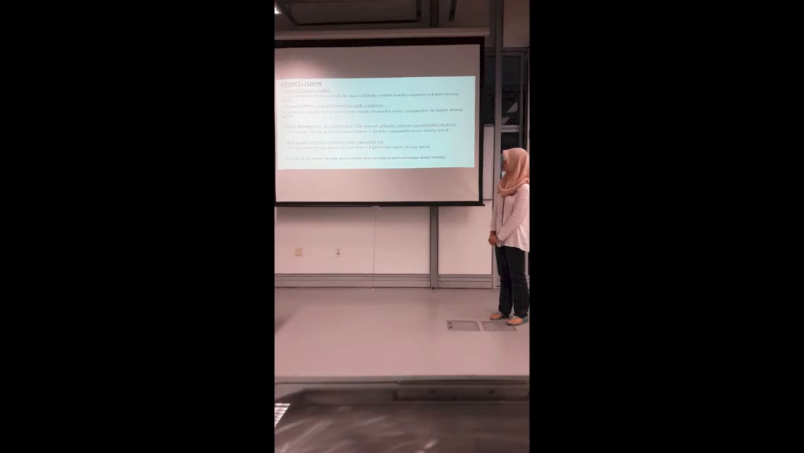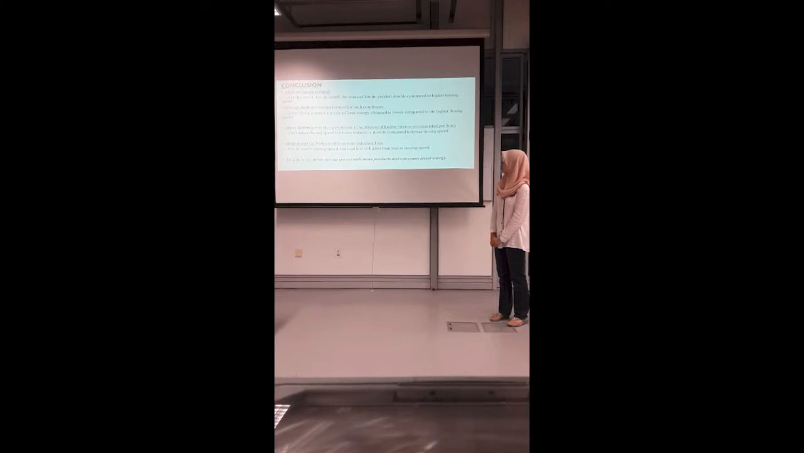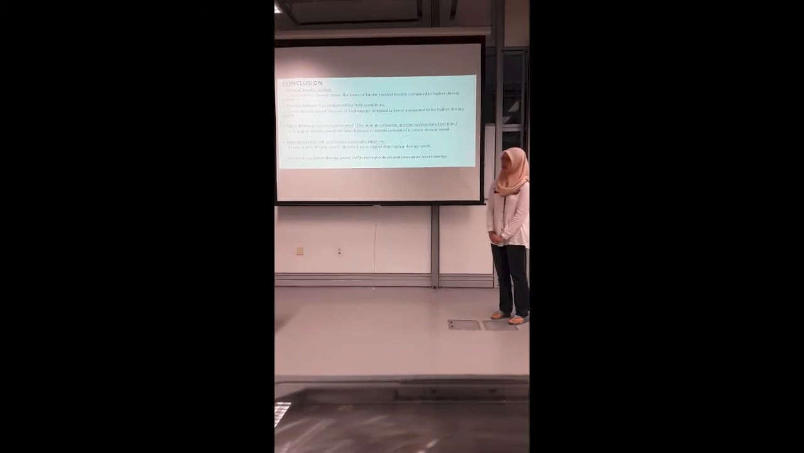And as for the conclusion, for the lower dosing speed, the mass of powder is double compared to the higher dosing speed. For the energy balance, with lower dosing speed, the rate of energy obtained is lower compared to the higher dosing speed. For the mass balance, for higher dosing speed, the mass balance is double compared to the lower dosing speed. And last but not least, for the heat loss, for the lower dosing speed, the heat loss is higher than the higher dosing speed. So to sum it up, lower dosing speed yields more products and consumes less energy. Thank you.